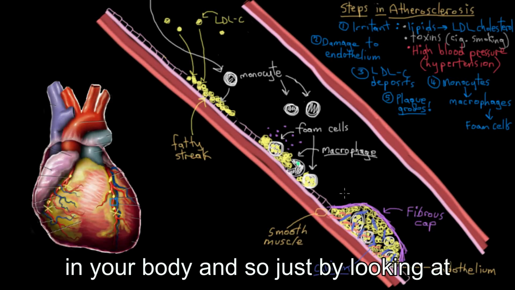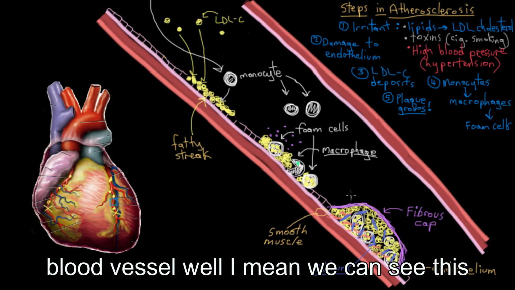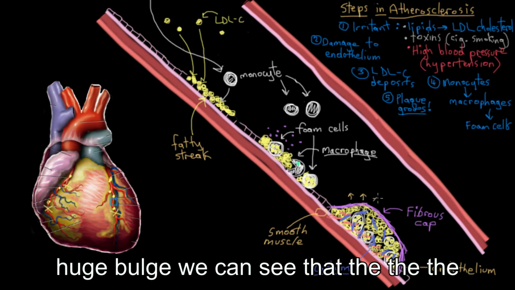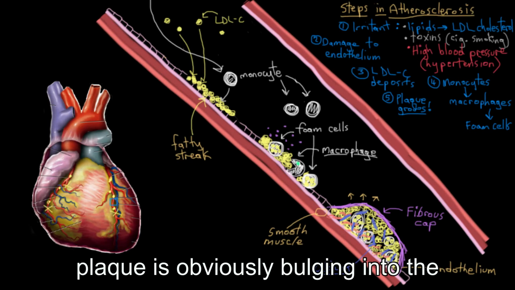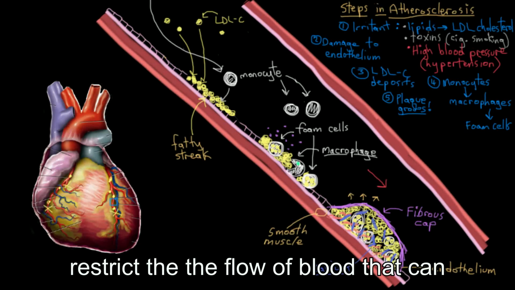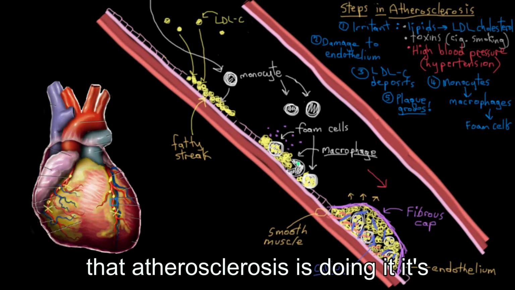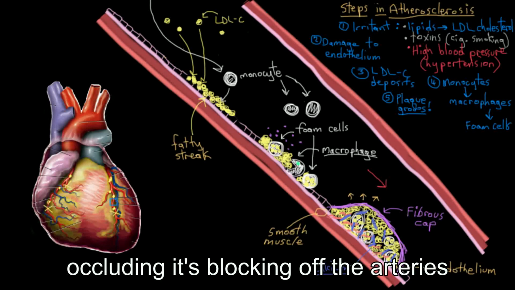And so just by looking at this, what can we say is happening to the blood vessel? Well, we can see this huge bulge. We can see that the plaque is obviously bulging into the blood vessel, and it's probably going to restrict the flow of blood that can get through here. So that's one thing that atherosclerosis is doing. It's occluding, it's blocking off the arteries.